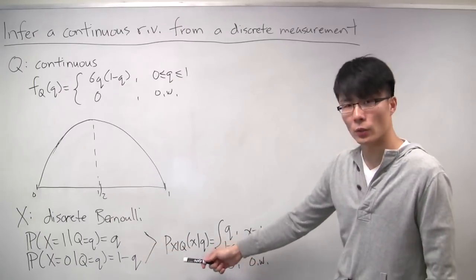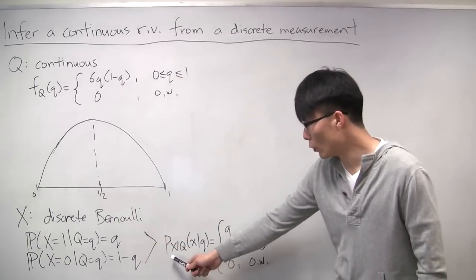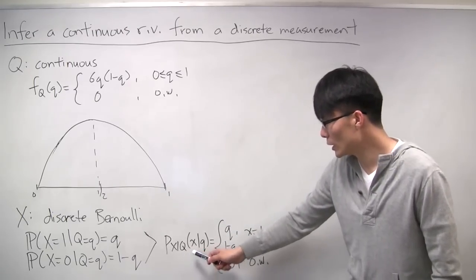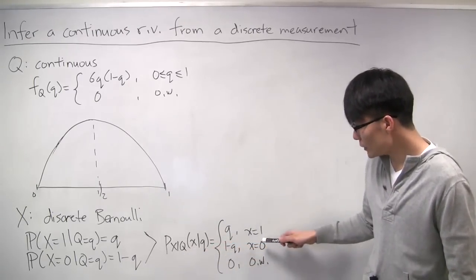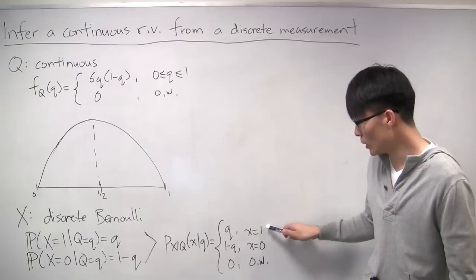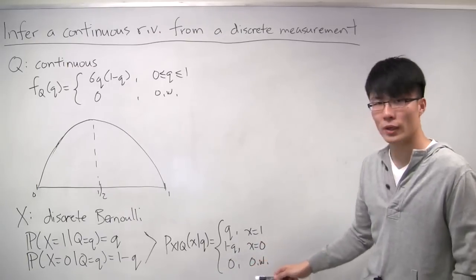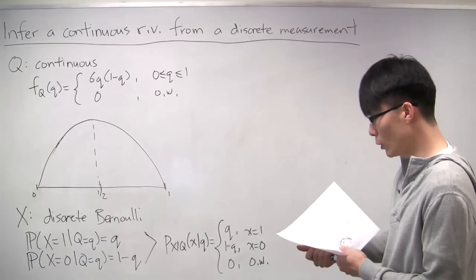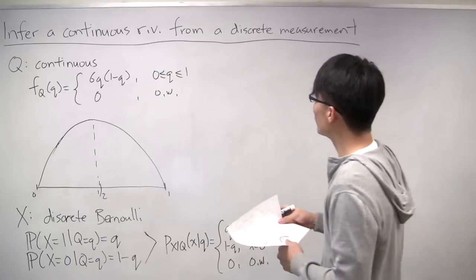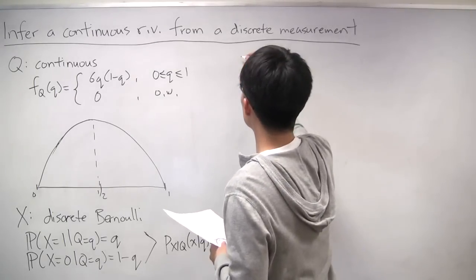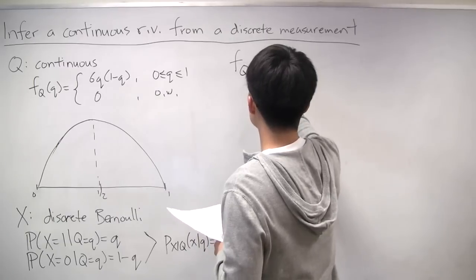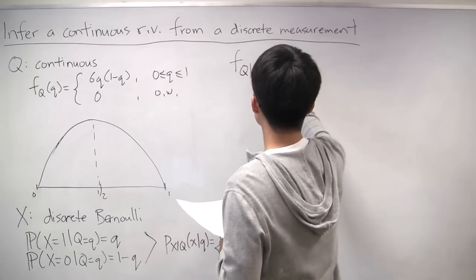We can also write this another way, as a conditional PMF. So the conditional PMF of x given q, of little x, is q if x is 1, 1 minus q if x is equal to 0, and 0 otherwise. Just a more compact way of writing this. All right, so what we want to do in this problem is find this conditional PDF. What is the conditional PDF of q given x?